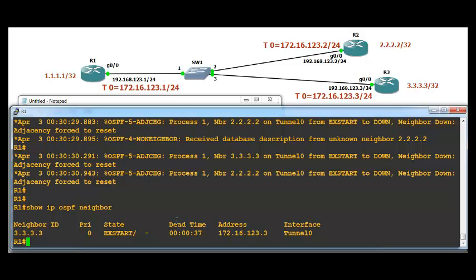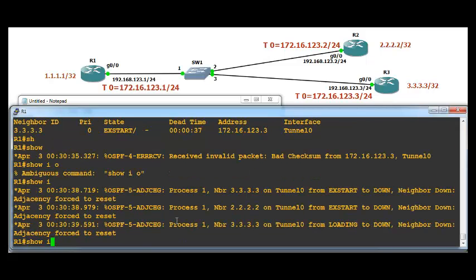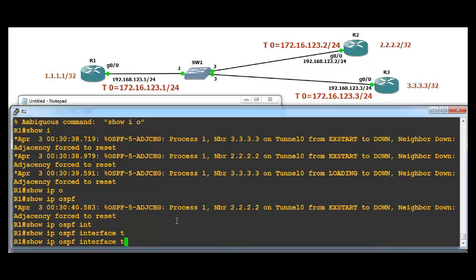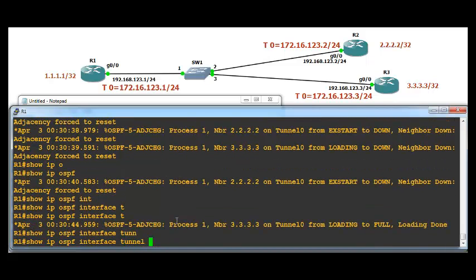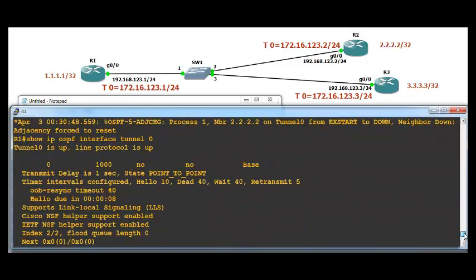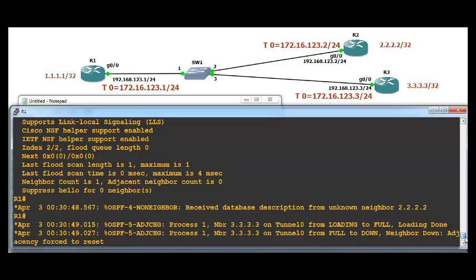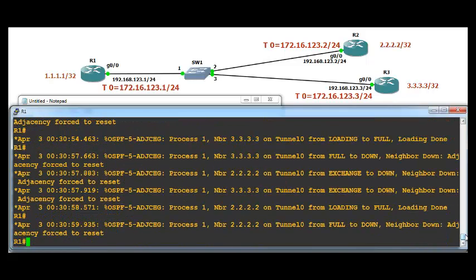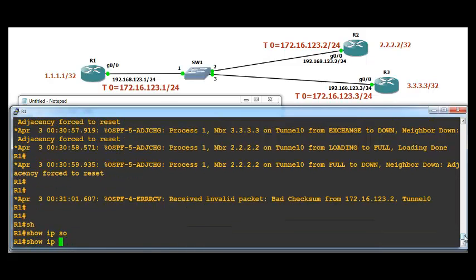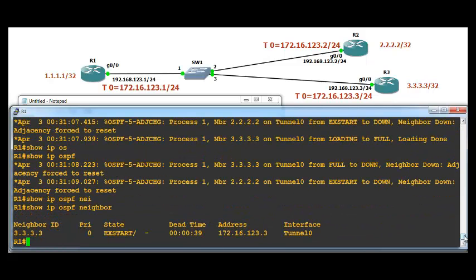The reason is this. Show ip ospf interface tunnel 0. You see, show ip ospf. This IOS is quite different. Okay, this will be fluctuating like this.